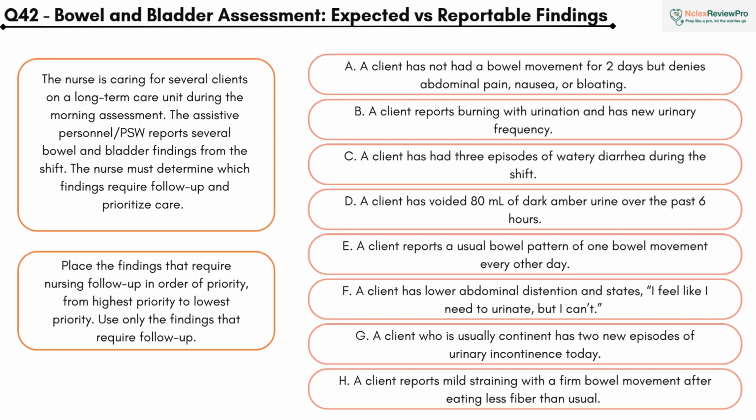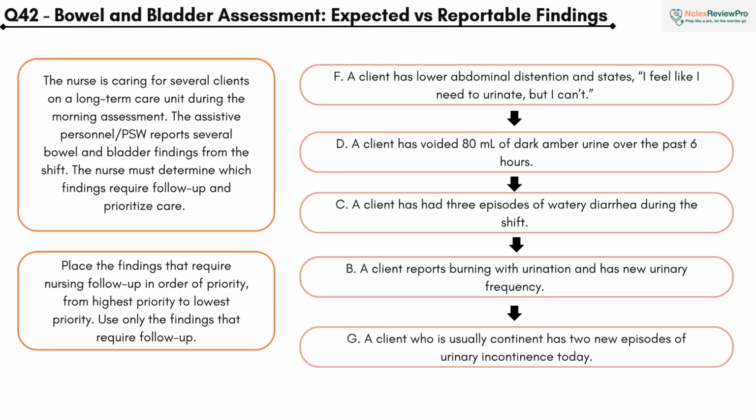The correct priority order is F, D, C, B, G. So the nurse should follow up first on the client with lower abdominal distension and inability to urinate. Second, the client who voided only 80 milliliters of dark amber urine over 6 hours. Third, the client with 3 episodes of watery diarrhea during the shift. Fourth, the client with burning during urination and new urinary frequency. And fifth, the client with new urinary incontinence who is usually continent.